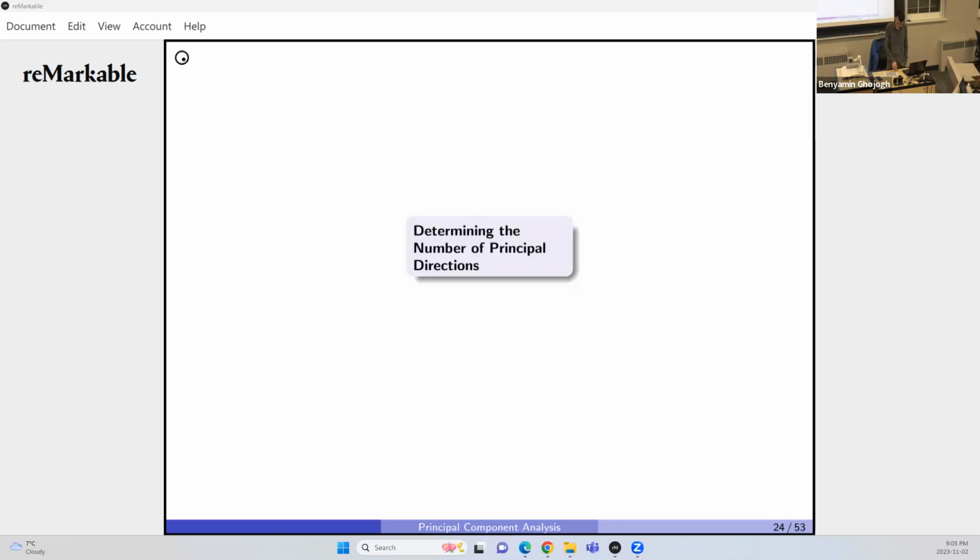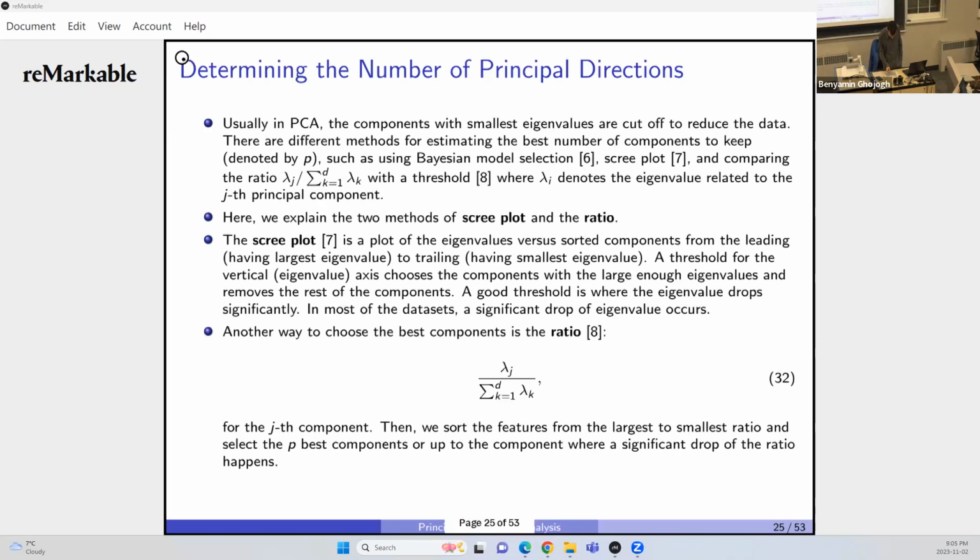Now, determining the number of principal directions. In PCA, the components with the smallest eigenvalues can be cut off, the truncation. We have several ways to do that. How do we find P, in other words, the PCA subspace dimensionality? How many PCA directions do we keep and remove the other ones? We can do it by Bayesian model selection, by a scree plot, or by comparing the ratio with a threshold, where lambda j denotes the eigenvalue related to the jth principal component. Let's talk about at least two of them.